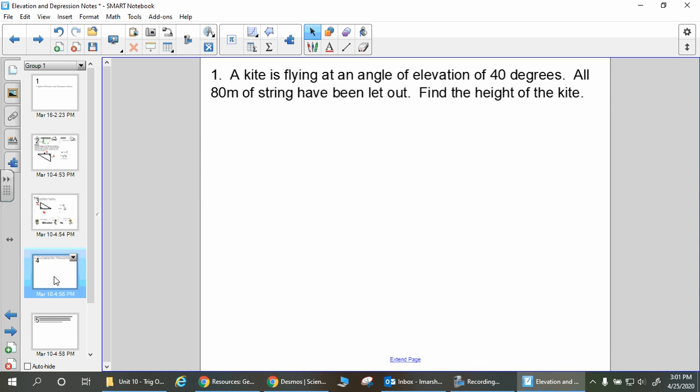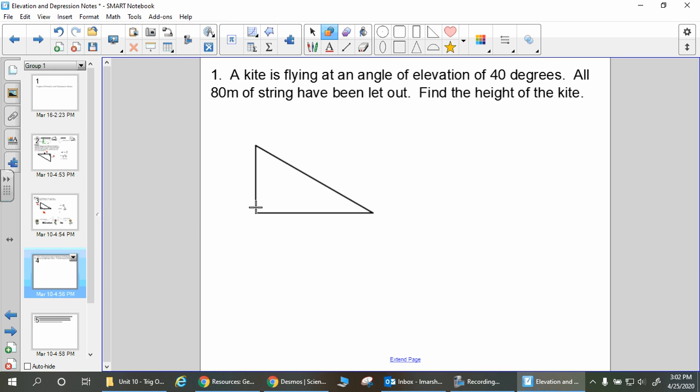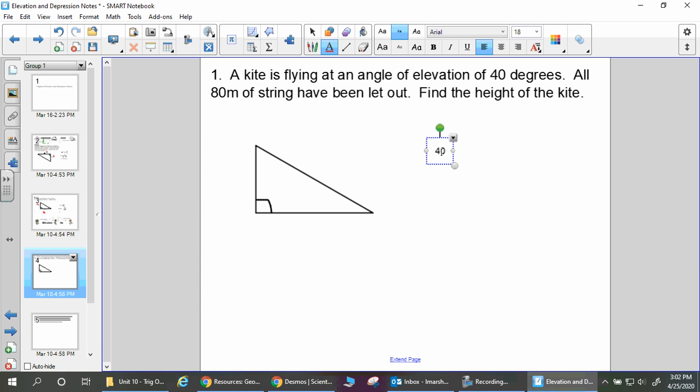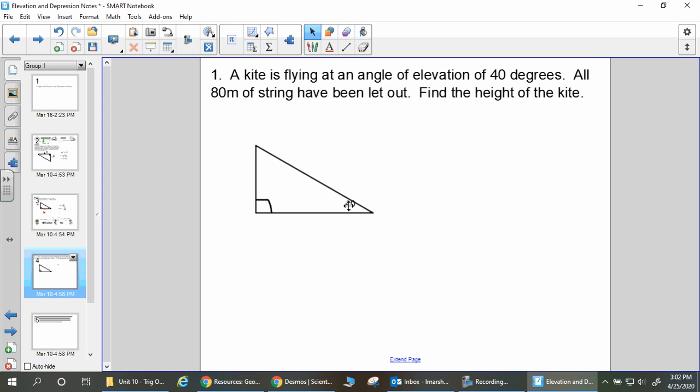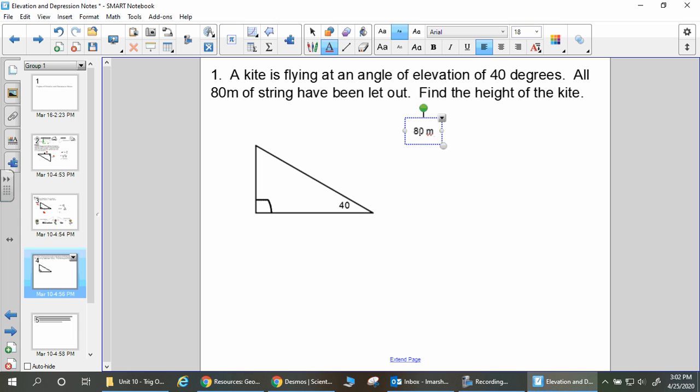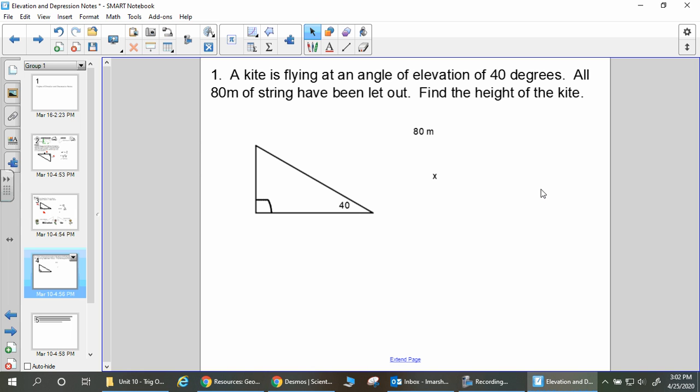So number 1 here says a kite is flying at an angle of elevation of 40 degrees. All 80 meters of string have been let out. Find the height of the kite. So first thing, triangle, told me elevation, so I do want to keep it here with my right angle at the bottom, right? Okay, it says it's flying at an angle of elevation of 40 degrees. So I actually know my angle of elevation down here is 40. All 80 meters of string have been let out, and find the height of the kite. So I have an 80 and I have an X that need to go somewhere.